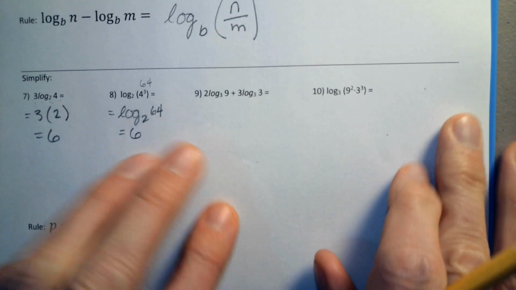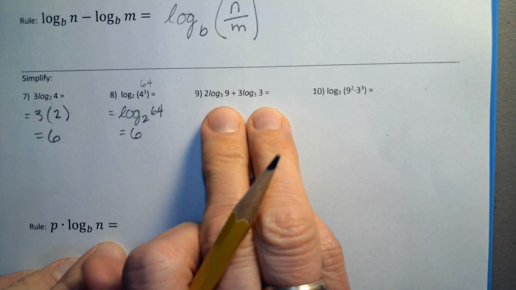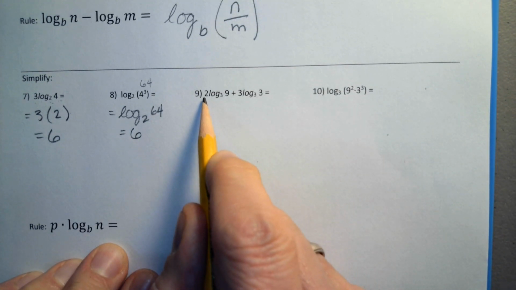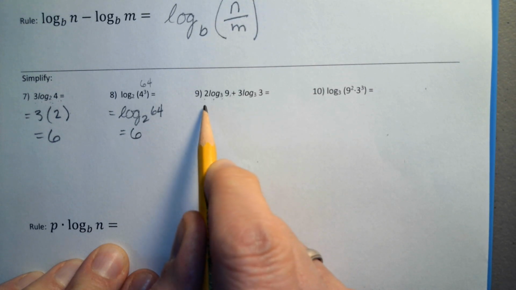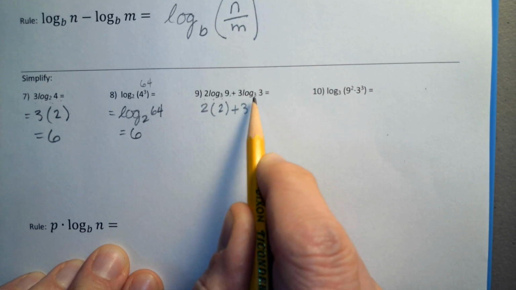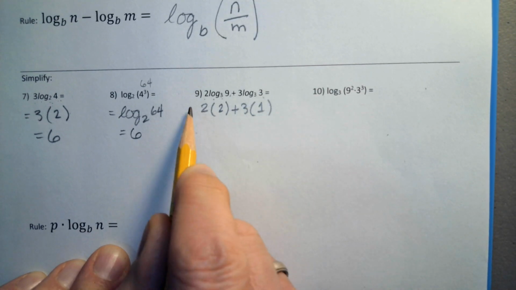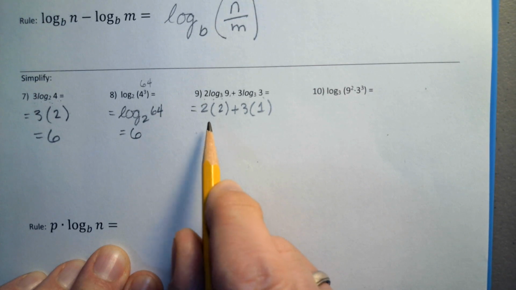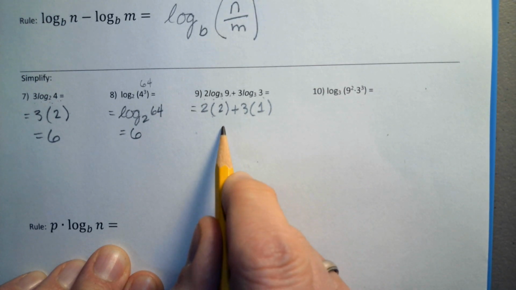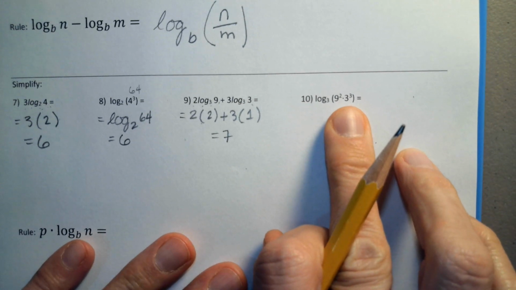All right, let's check. Let's try some more. This one's kind of a combination of several other things, I think. But, okay, so 2 times log base 3 of 9 plus 3 times log base 3 of 3. So that's 2 times 2 plus 3 times log base 3 of 3. That's just 1. And so that's 4 plus 3. Well, that's going to be 7.